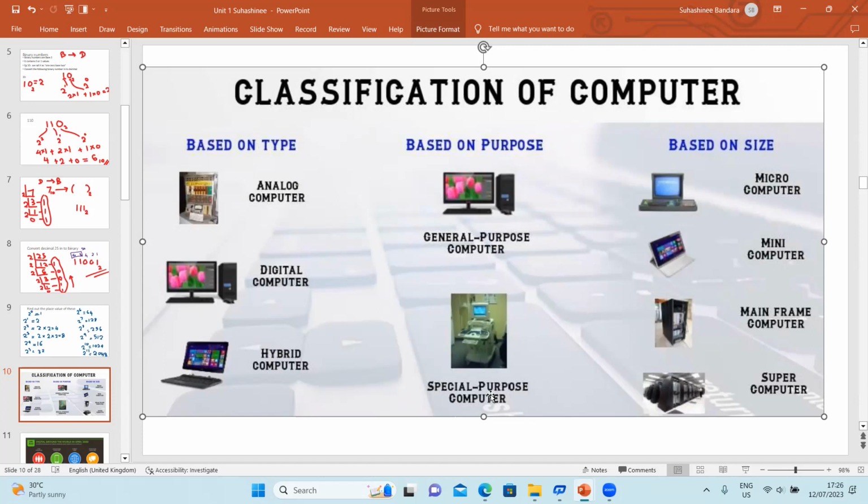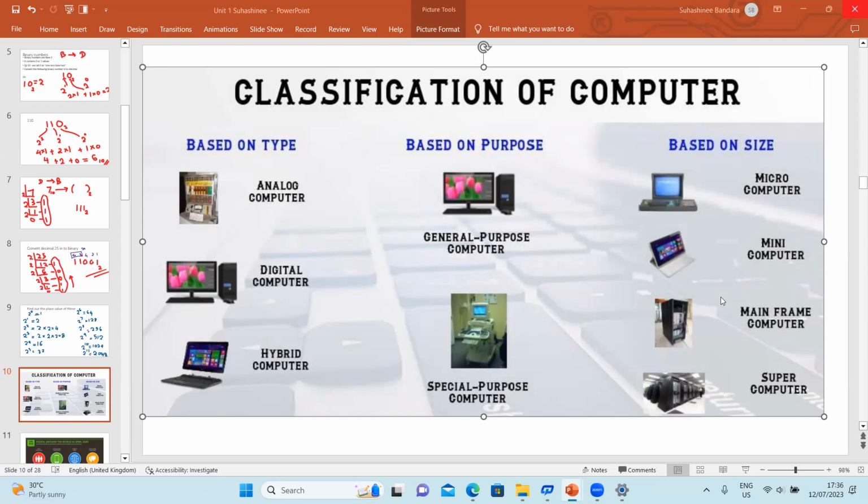Okay. So next one, based on the purpose. Based on the computer purpose, we can categorize the computers. Our machines are general purpose computers. In hospitals, there are special purpose computers. Then next one, based on the size. Microcomputer is a normal desktop computer. Then minicomputers, tablets also there.